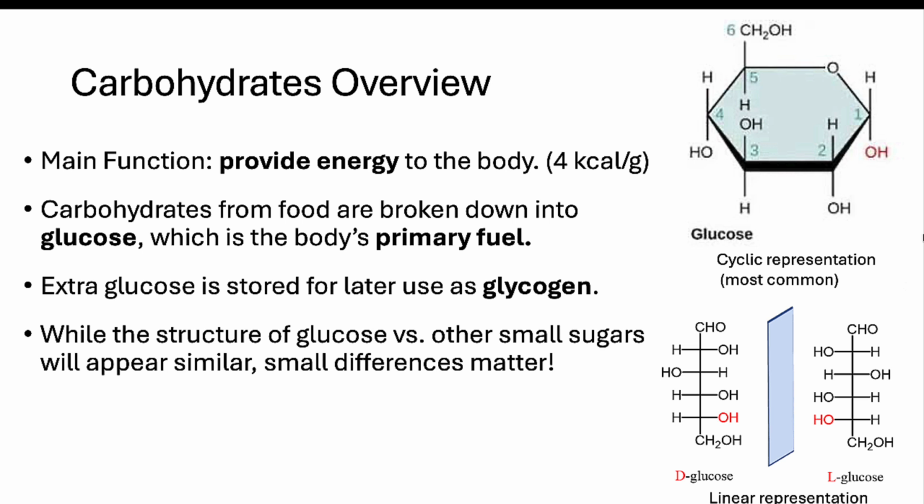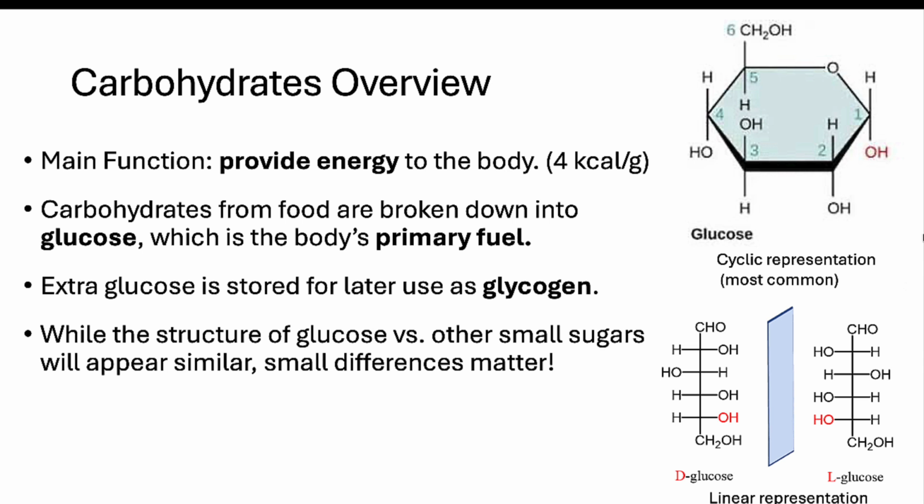And so the main function of carbohydrates is to provide energy to the body. We learned back in our energy chapter that a gram of carbohydrates can be metabolized into 4 kilocalories. The reason they do this is that there are a lot of different types of carbohydrates, but they come down to glucose, which is the individual unit of the carbohydrate. And this is the body's primary fuel.